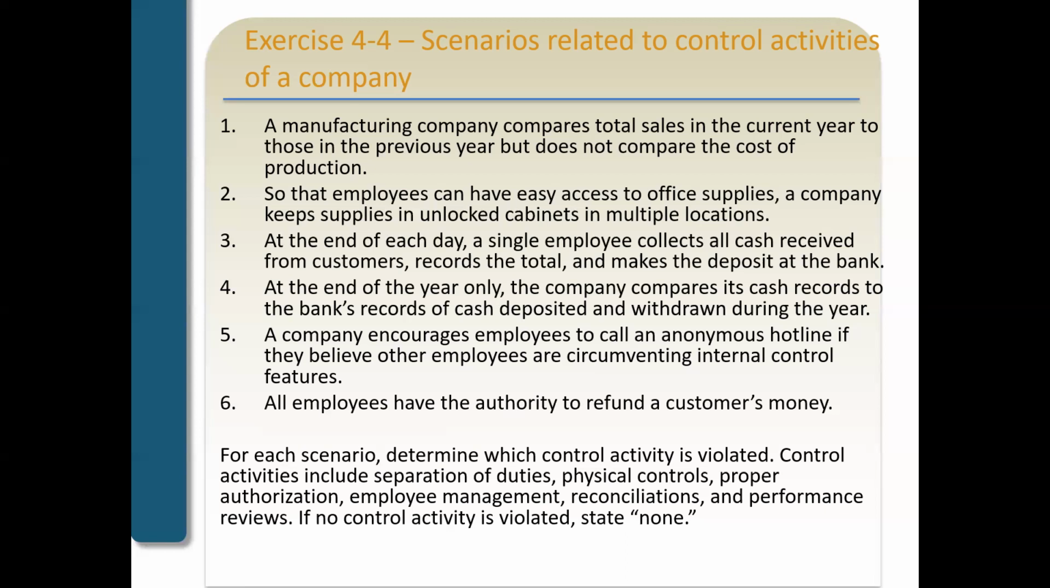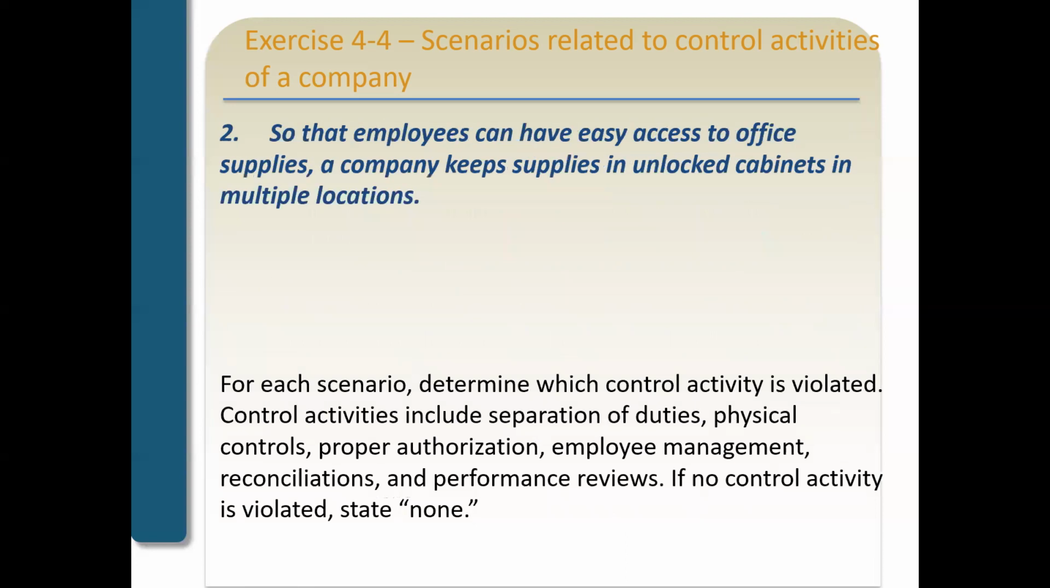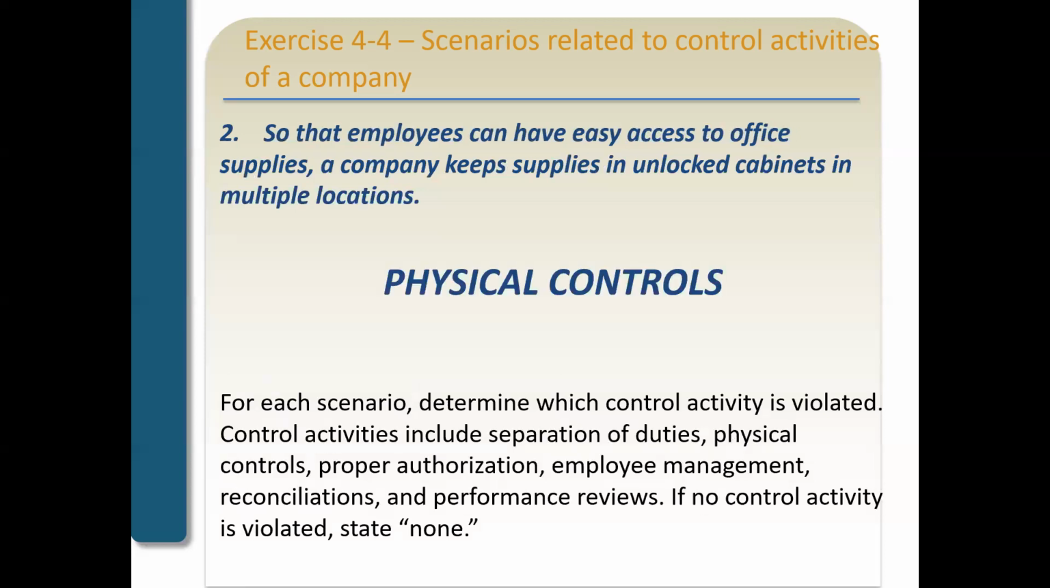Okay, guys, a manufacturing company compares total sales in the current year to those in the previous year, but does not compare the cost of production. What is being violated here? Performance reviews? They're not reviewing it. So that employees can have easy access to office supplies, a company keeps supplies in unlocked cabinets in multiple locations. What's wrong here? Physical controls?